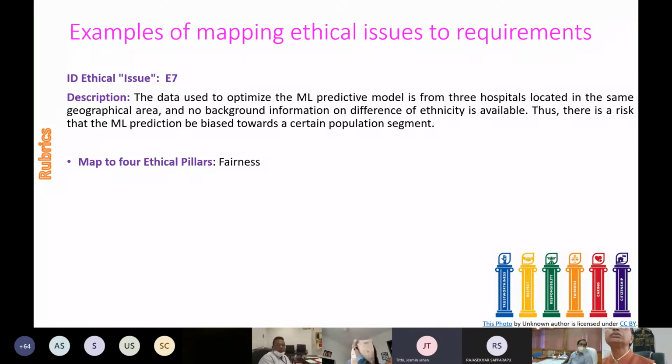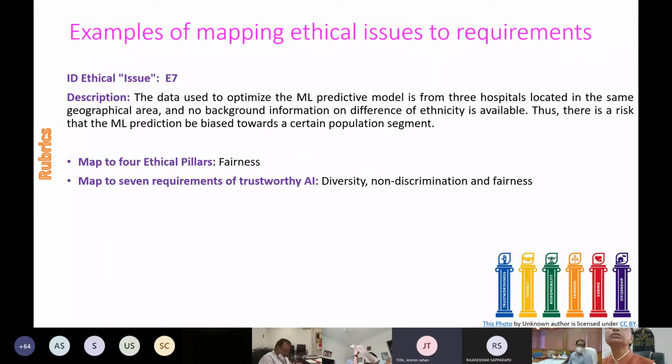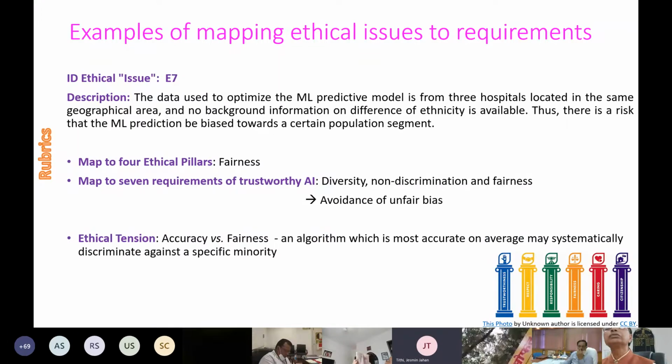So if we want to map it to the 4 ethical pillars, it falls under the fairness criteria. And if we map it to the 7 requirements of trustworthy AI, it falls under diversity, non-discrimination, and fairness, and under that, it's avoidance of unfair bias. The tension here is between accuracy versus fairness. Although it was accurate for that particular segment of the population, it is not accurate for a population, say, in Africa.